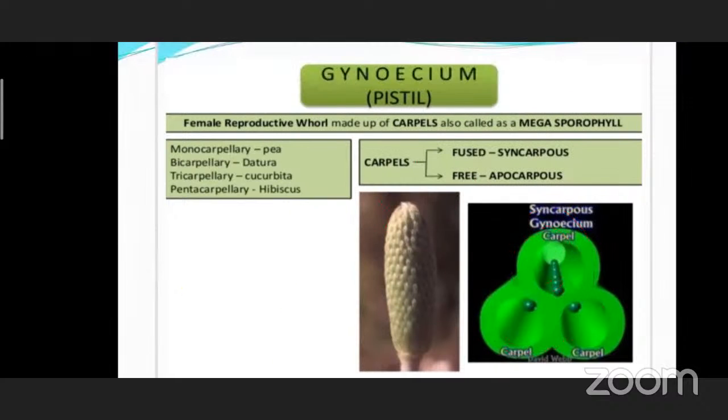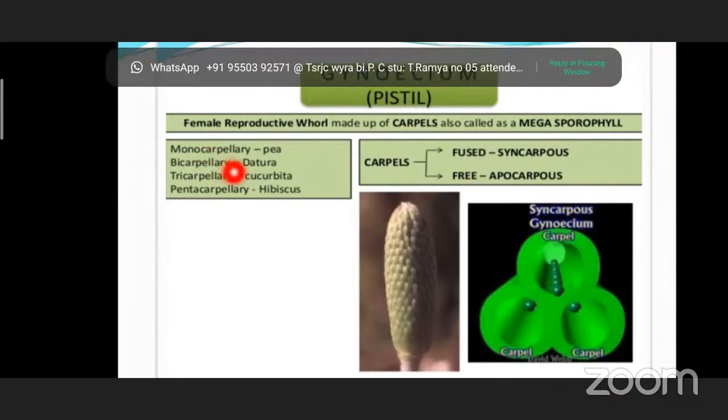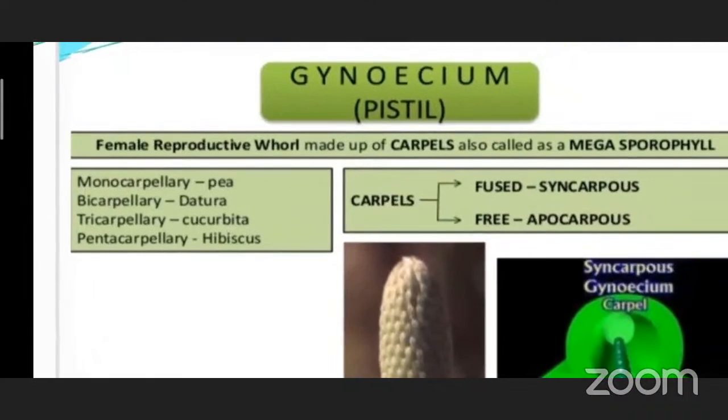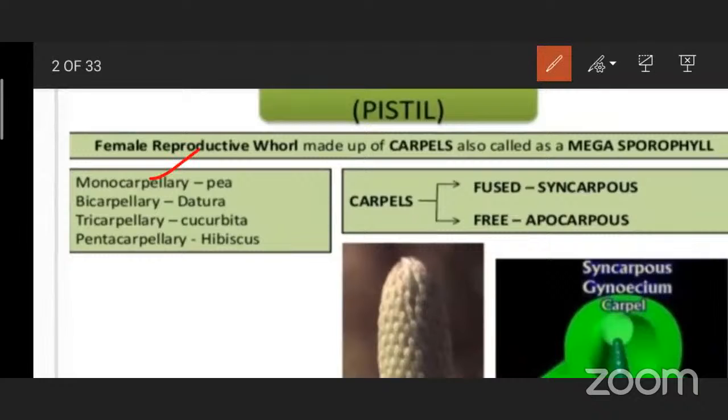After fertilization, the ovule develops into seeds and the ovary matures into fruit. This gynoecium develops from one or more carpels. When the gynoecium develops from one carpel, this is known as monocarpellary. Example, pea, Fabaceae family. Maybe the gynoecium develops from two carpels; these are known as bicarpellary. Example, Datura.